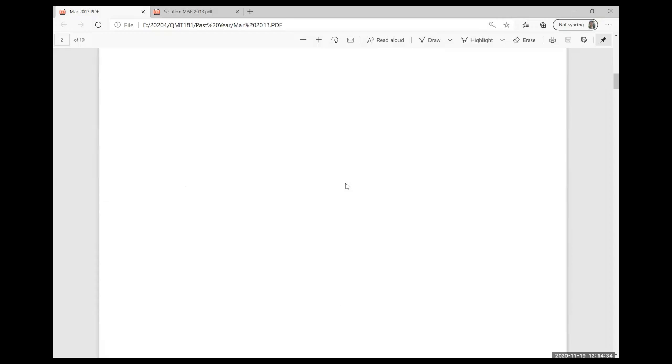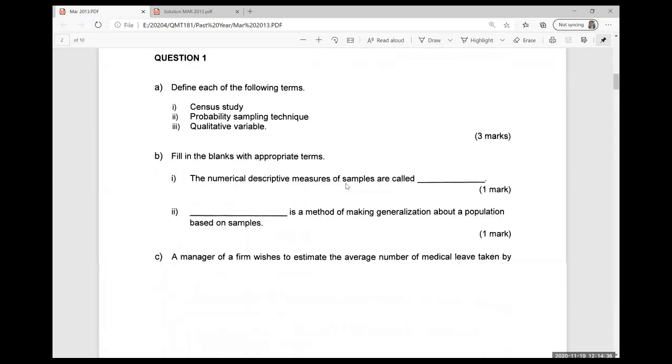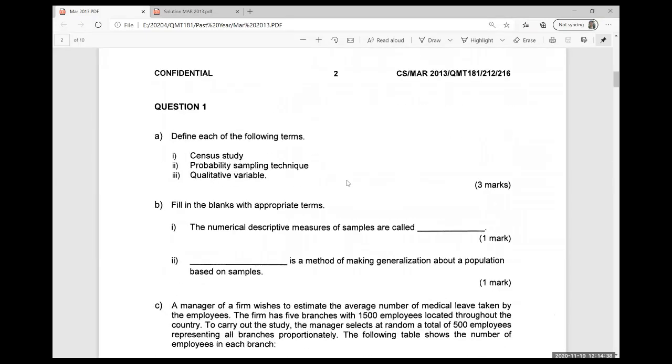Okay, so for the first part, I guess everybody has already understood what to do. However, let's just go through it very fast for this one. The first one is to define each of the following terms: the census study, the probability sampling techniques, and qualitative variables. I don't want to give the answers because this one is already in the text, so you can just look at it for the answer. And then also fill in the blanks with appropriate terms.